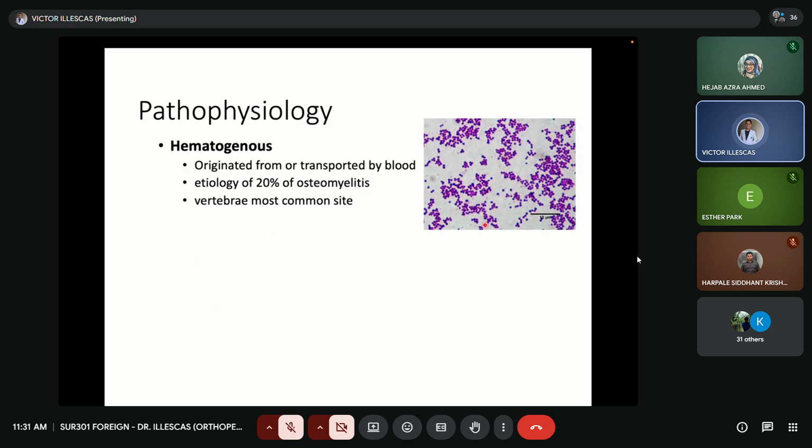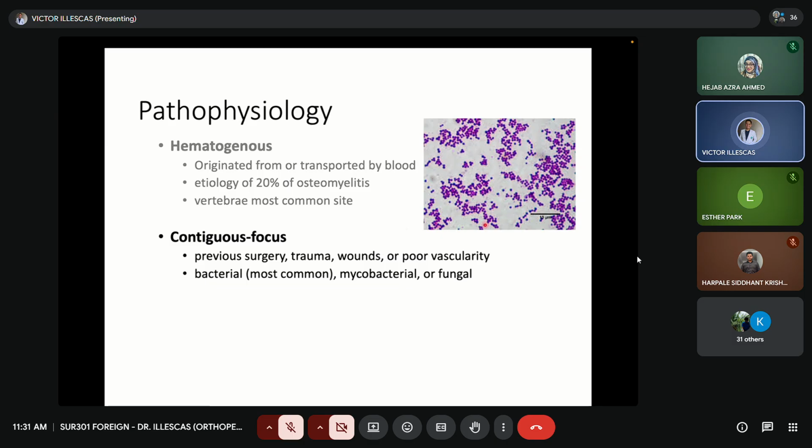So there are three ways for you to have bony infection. One is by hematogenous route. For example, you have an upper respiratory tract infection, and that infection of a URTI travels to the blood system and then relocates towards the bone. The most common organism if you're speaking of hematogenous route is Staphylococcus aureus.